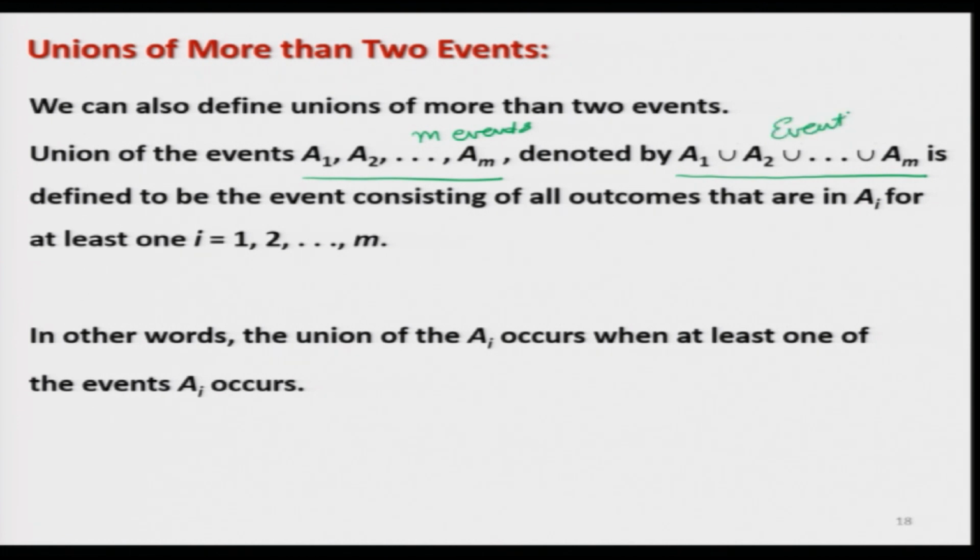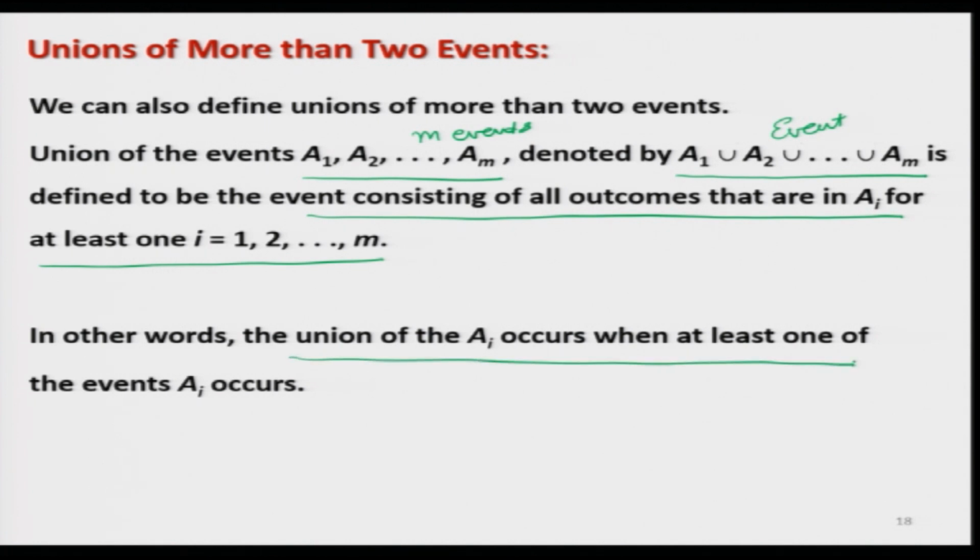And this event is defined to be the event consisting of all the outcomes that are in Ai for at least one i going from 1 to M. Or in very simple words, I can say that the union of the Ai occurs when at least one of the events Ai occurs. That is as simple as that. And this is simply an extension of the concept that you have learned in the case of A union B.